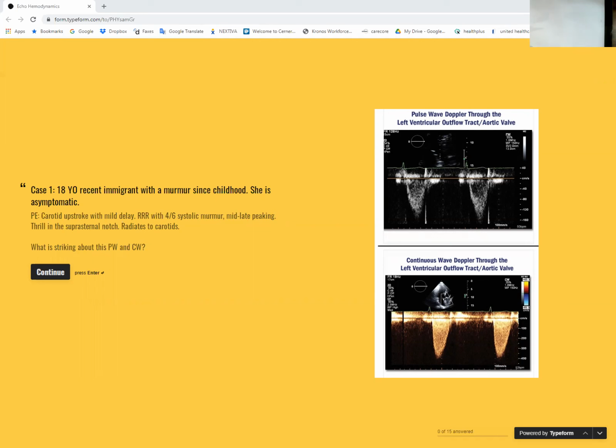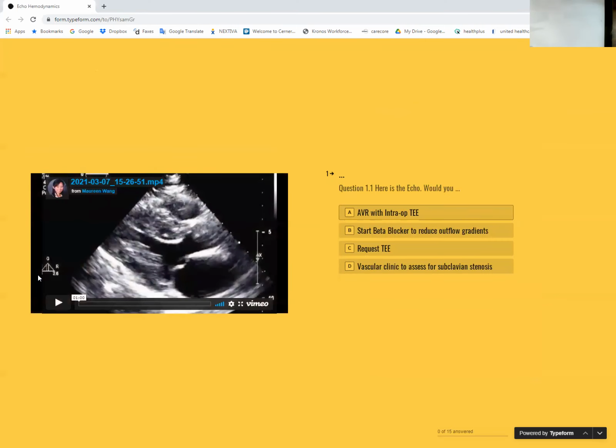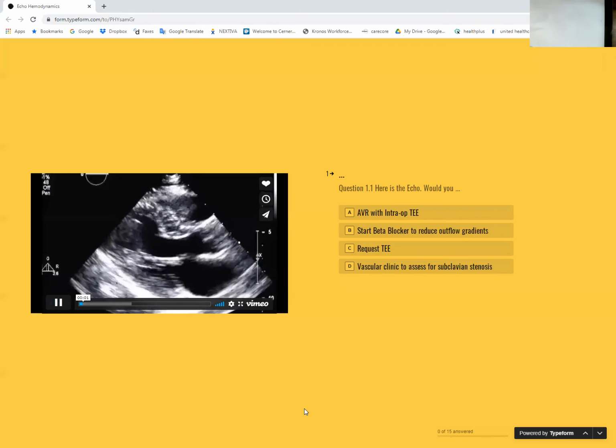Let's start with Rahul. So CW, you see at the bottom here, you can look at the velocities. It's approaching 400, which is very high. Good. Okay, that's all I want you to say. Okay, great. So now here are the videos. It's going to go through all the different views in this one long clip, so just pay attention.